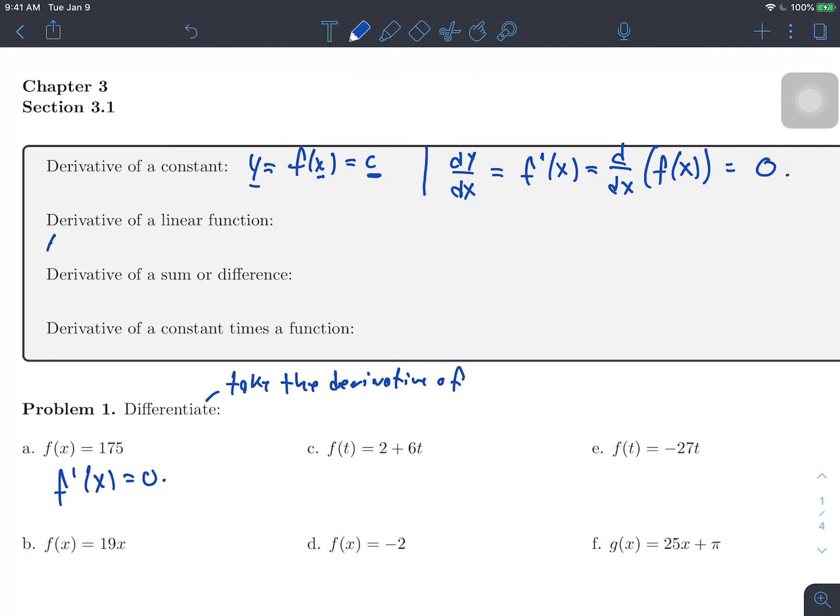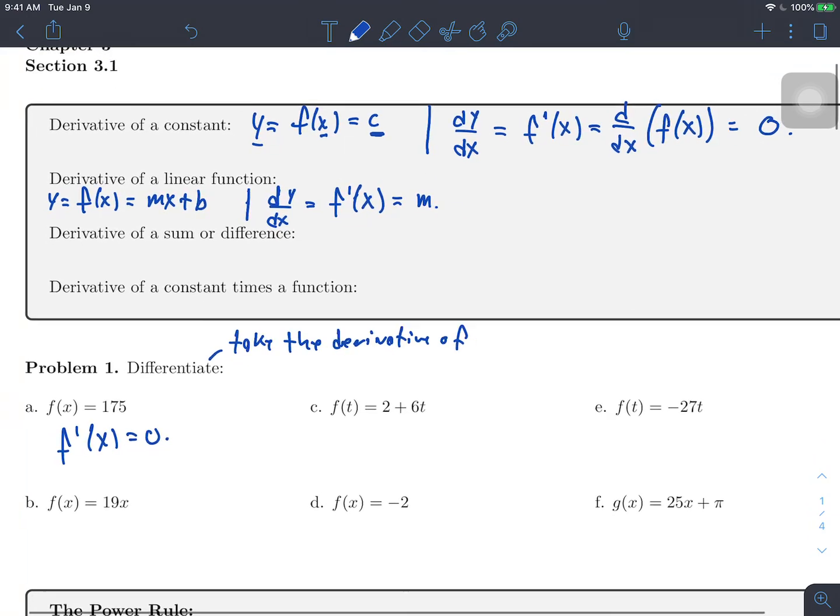The derivative of a linear function is slightly more complicated. So say we had y equals f of x equals, say, mx plus b. Then the derivative, which we might write dy dx, or more likely f prime of x, we would say that that is equal to m. So the derivative of a linear function is just the slope of that function.